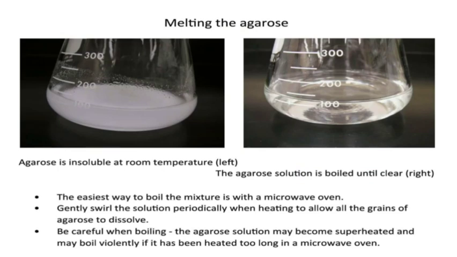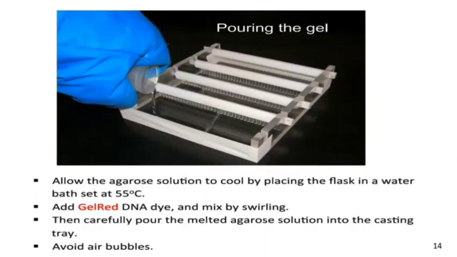Then we melt the agarose. The easiest way to boil the mixture is with a microwave oven. Gently stir the solution periodically when heating to allow all the grains of agarose to dissolve. Then we cool the agarose gel by placing the flask in a water bath set at 55 degrees Celsius.